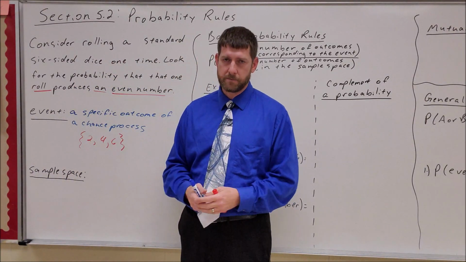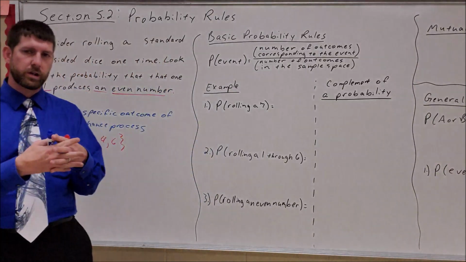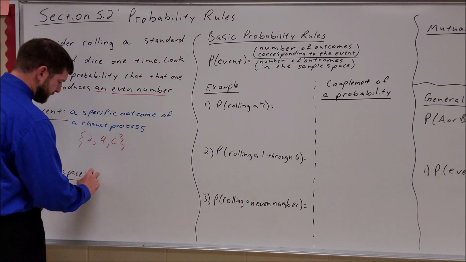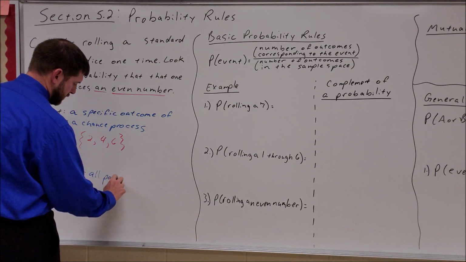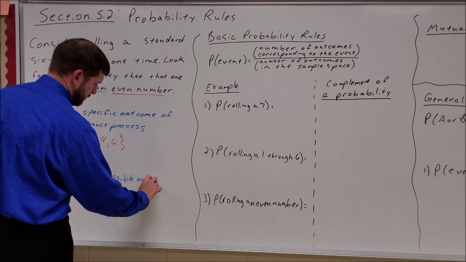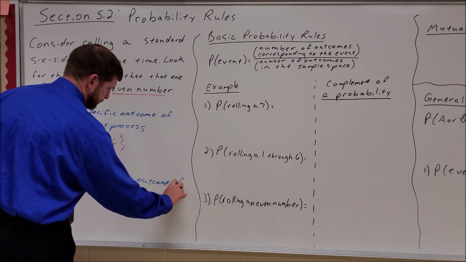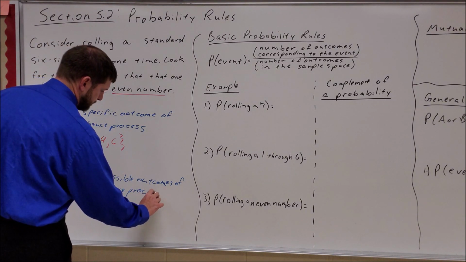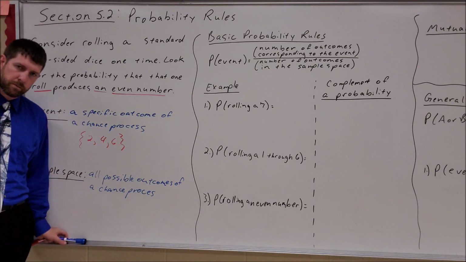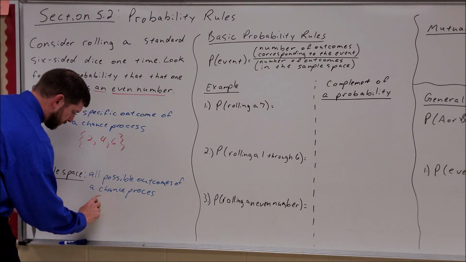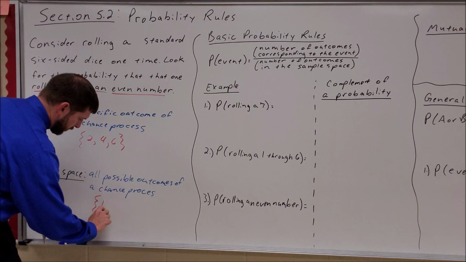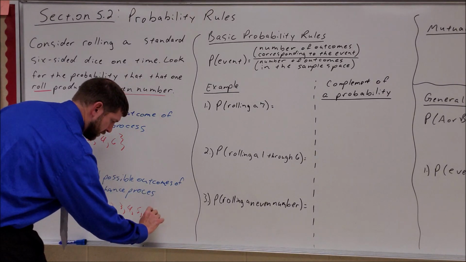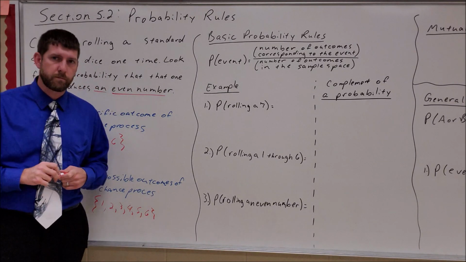Next we have sample space. Well, if the event is what we're looking for happening, the sample space is anything that can happen. So it's all possible outcomes of a chance process. So in this scenario, what would be our sample space? Well, all possible outcomes on a standard six-sided dice would be rolling a 1, a 2, a 3, a 4, a 5, or a 6. All of those are possible.